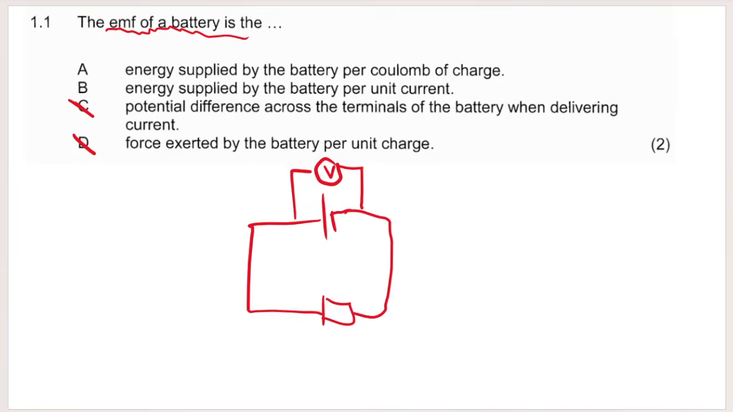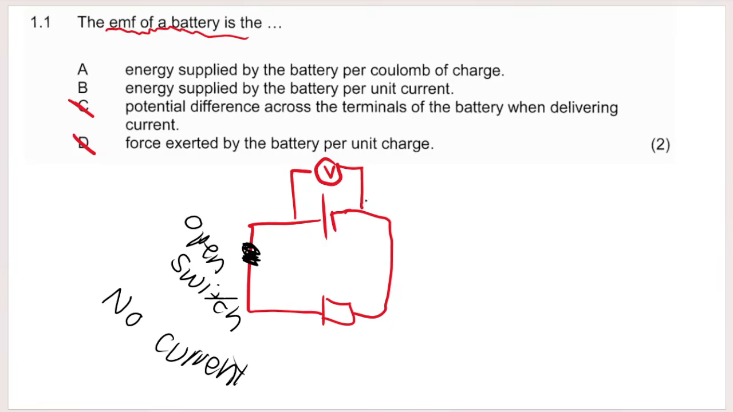I kind of messed this up, I can't really draw this with an open switch, but imagine the switch was open. If the switch is open and there's no current flowing, the voltmeter across the battery will read the EMF only when there's no current and the switch is open. So this is completely wrong. If that statement said potential difference across the terminals of the battery when the switch is open or when there's no current, then it would be correct.